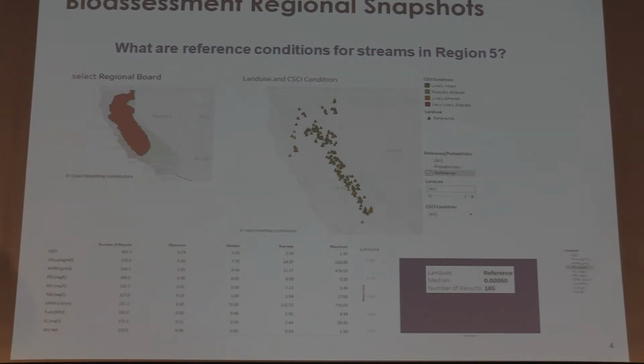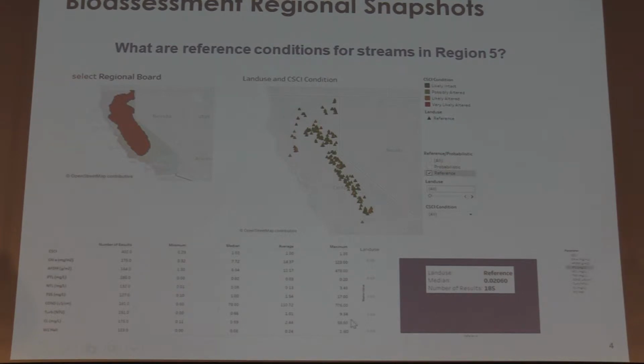In contrast to that, if you were to select, say, San Diego Regional Board, well, this dashboard is a lot more interactive, it's just a slide. If you were to click on that, the summary table would repopulate down here. And the median for all the reference sites in the San Diego region is 449 microsiemens per centimeter.